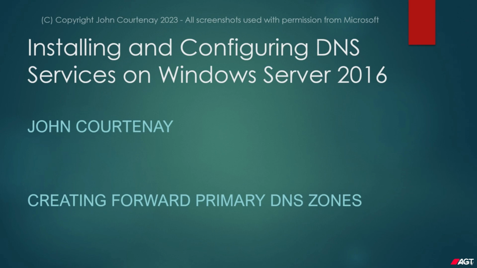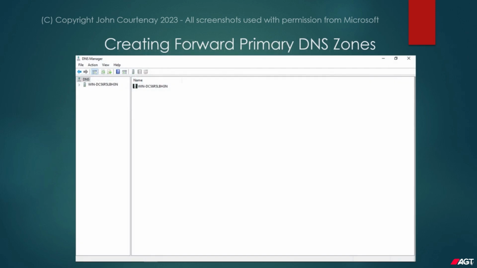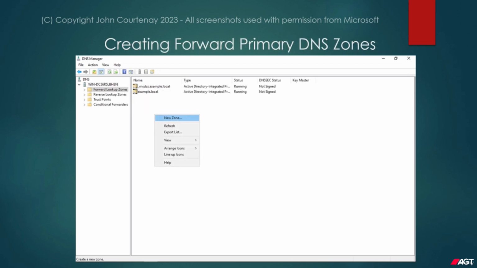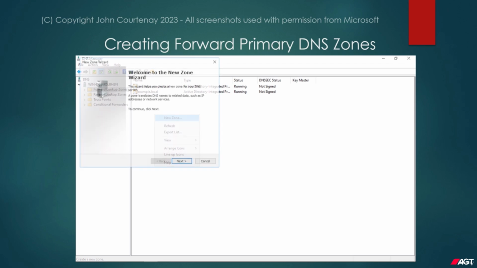To create a DNS zone, open the DNS console as explained earlier. First, we're going to create a forward lookup record. To do this, expand the server by double-clicking on it, and then right-click on Forward Lookup Zones and then click on New Zone. The New Zone wizard will then appear. Click Next to continue. You'll then be asked to select the zone type.